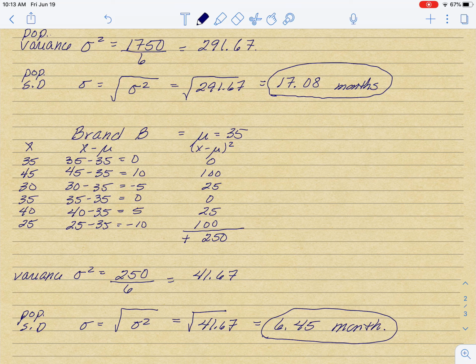So the next thing that we're going to do is do sample variance and standard deviation.